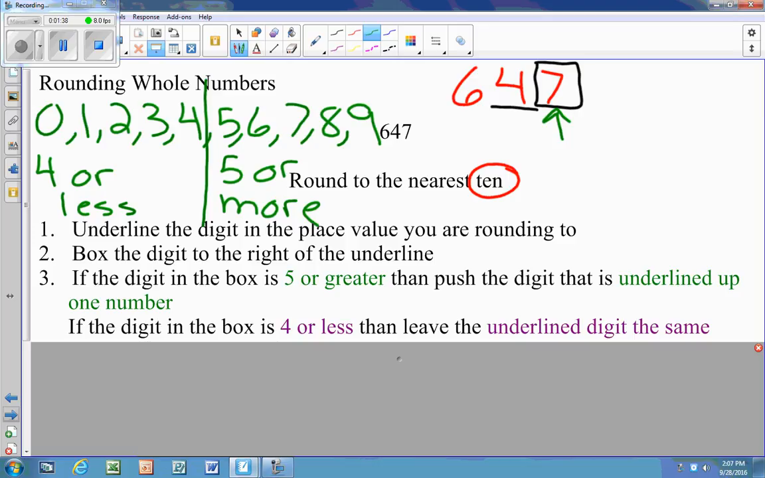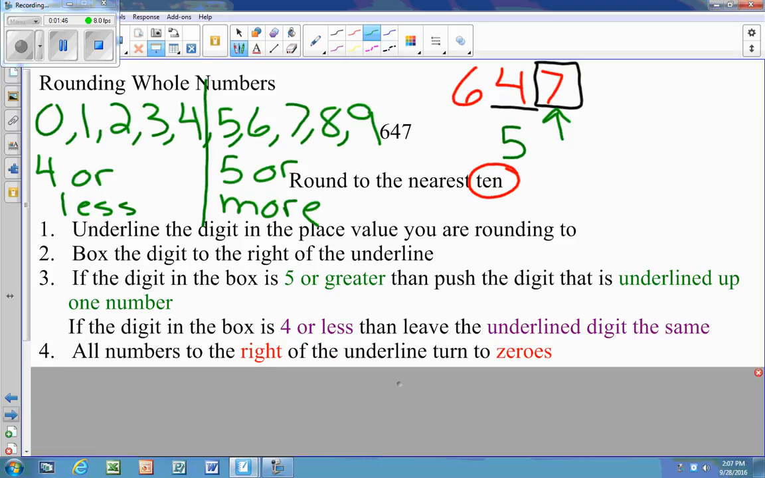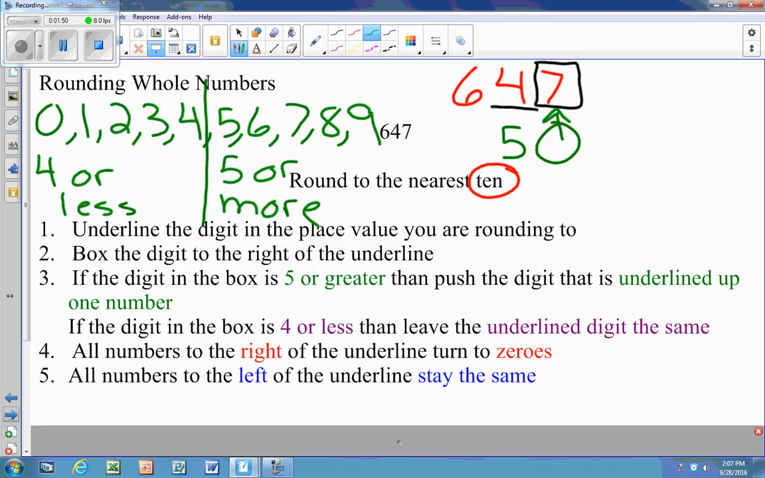Since the number is a 7, it's 5 or more, so it's going to bump my number 4 up to a 5. The numbers all then to the right become a 0, and all the numbers to the left stay the same. And I've just rounded 647 to the nearest tens.